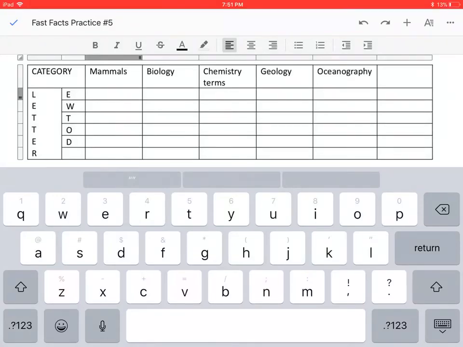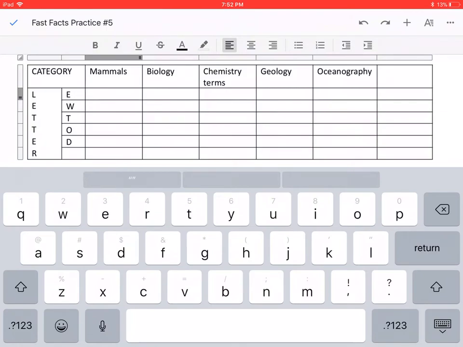This is the fifth Fast Facts practice I have put together, and for this sample, the categories I have chosen are mammals, biology, chemistry terms, geology, and oceanography. And the letters are E, W, T, O, and D. I'm going to start with mammals because I think that would be the easiest category in this sample.